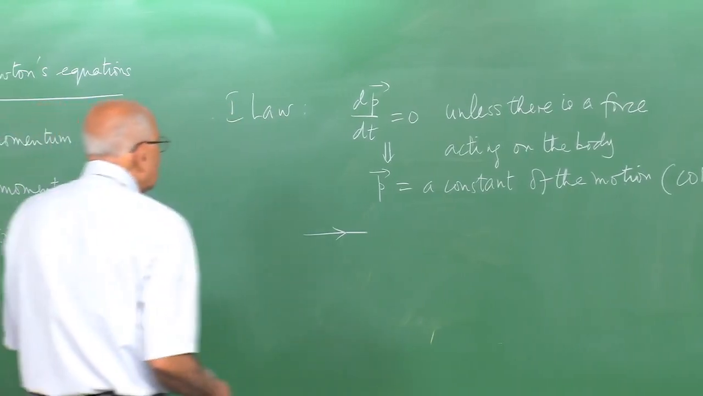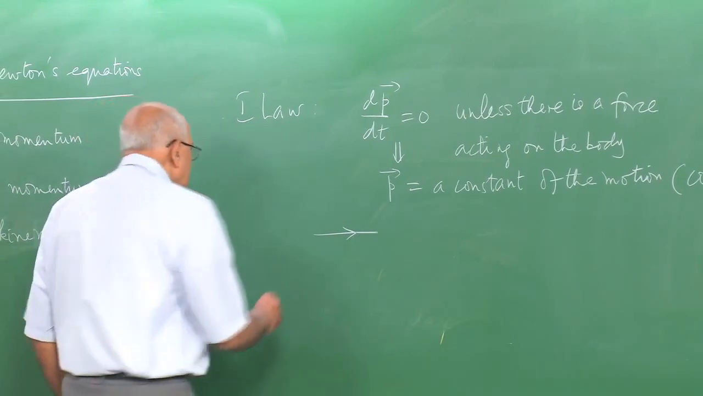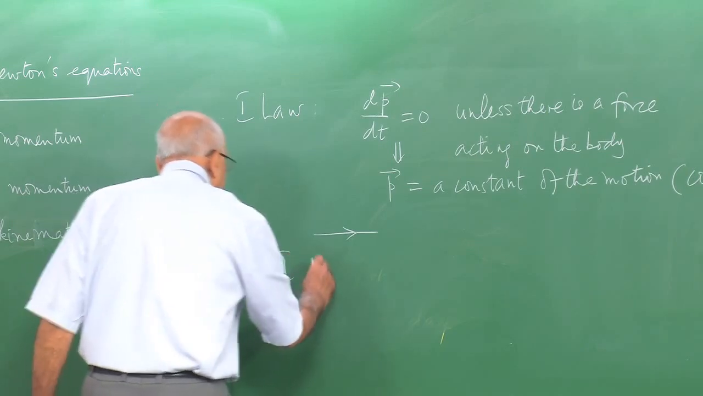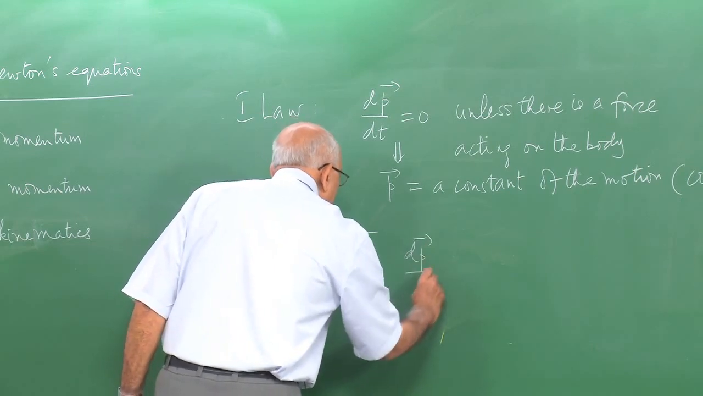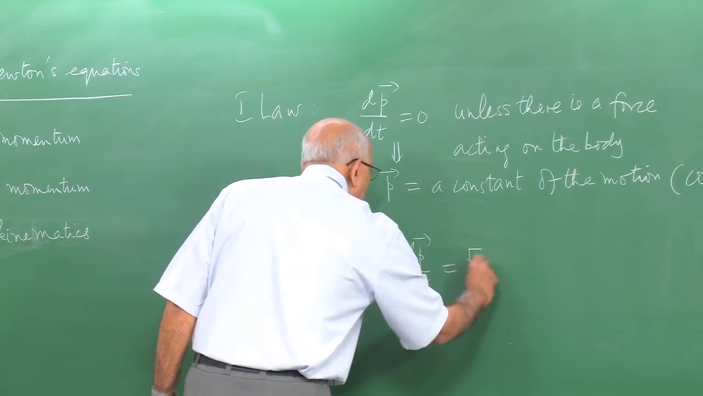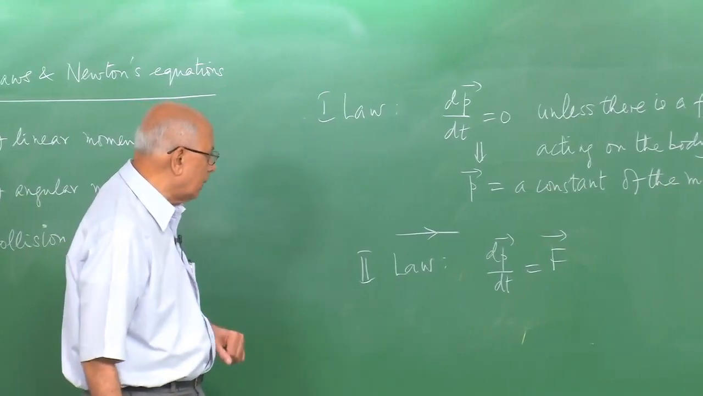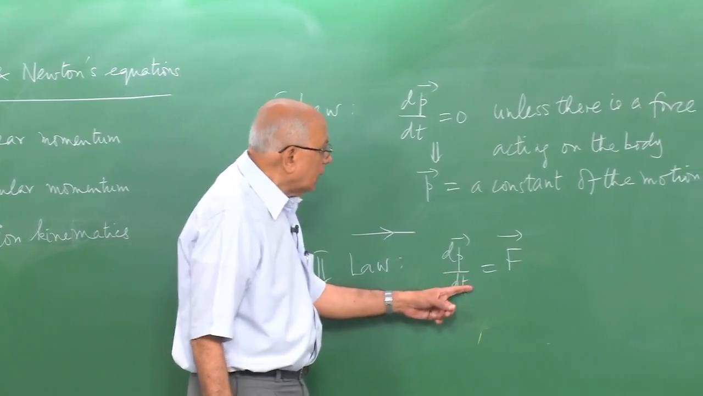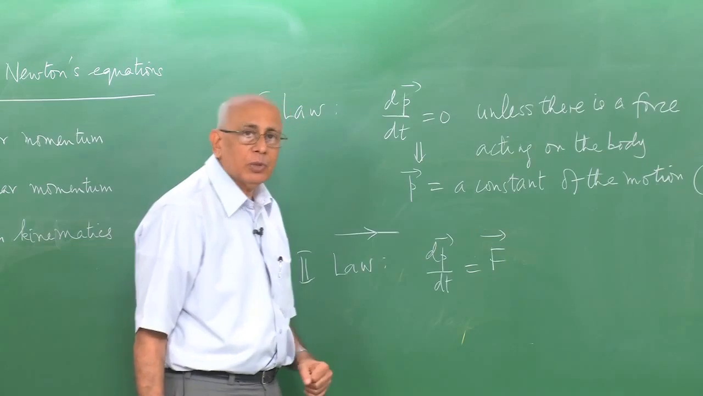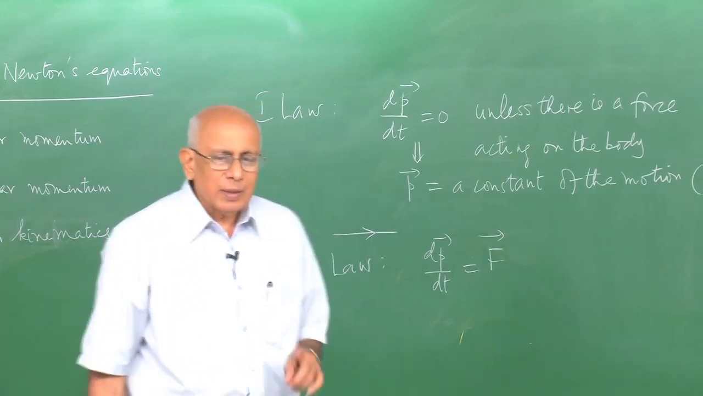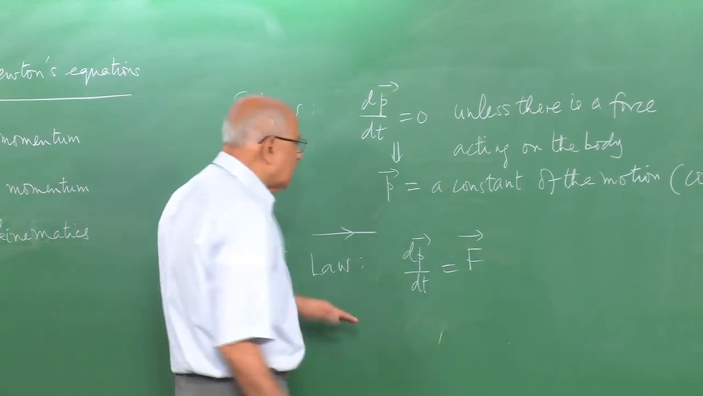Now, the second law is completely consistent with the first law, and the second law says that in an inertial frame, dp over dt, the rate of change of momentum of the body, is equal to the force acting on the body, the net force acting on the body for a single body. Now, this law is consistent with the first because it says if F is 0, then p is a constant of the motion. So it's completely consistent, but you mustn't imagine, as is sometimes done, that the first law of motion is a consequence of the second law.